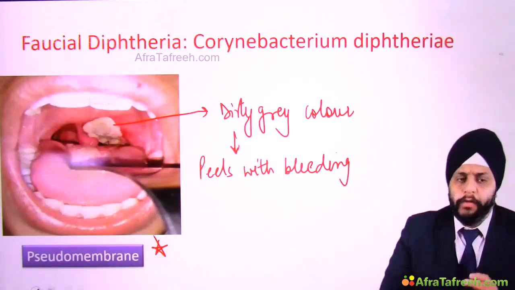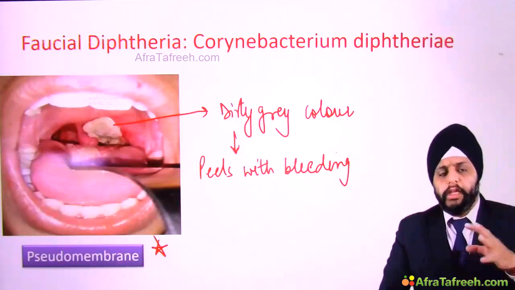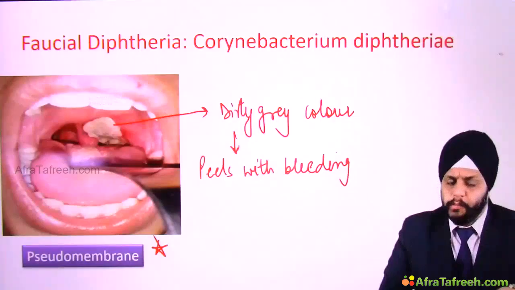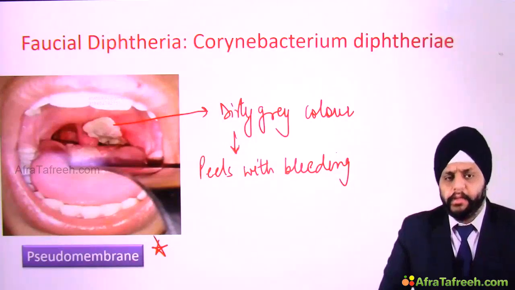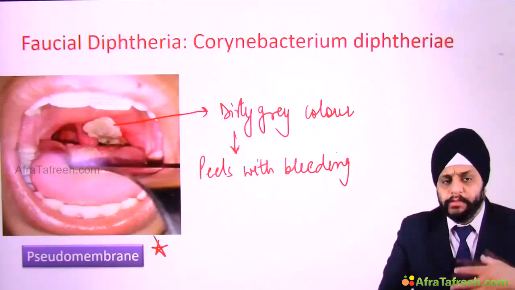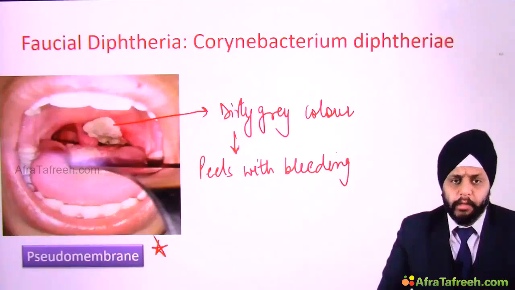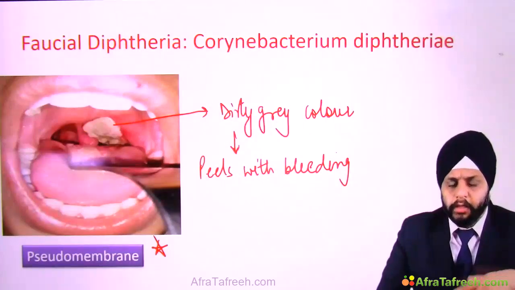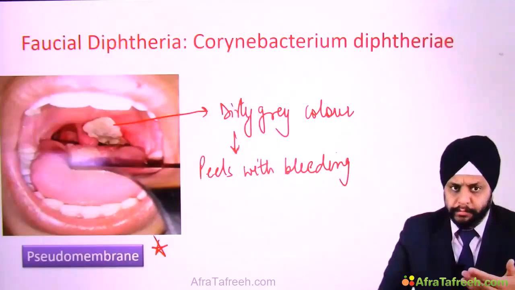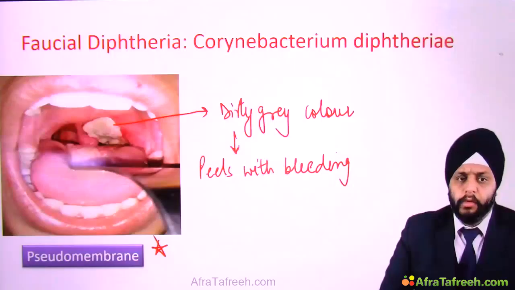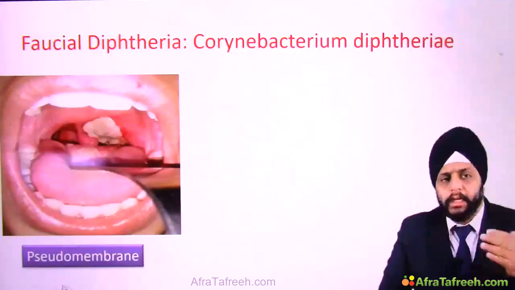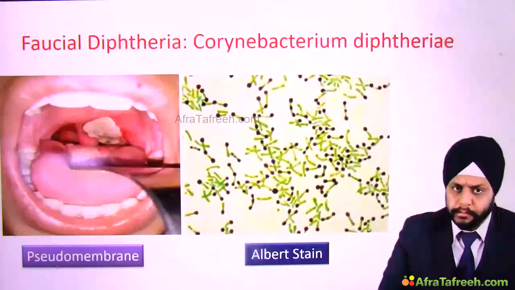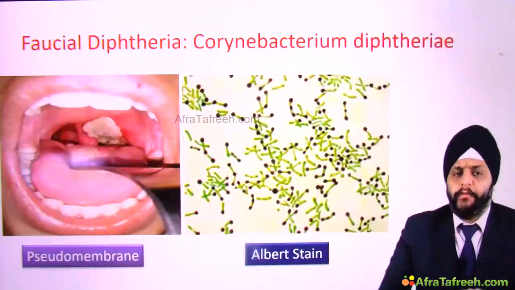Now, how will you confirm your diagnosis of diphtheria? The patient is already toxic. You have to start the diphtheria antitoxin as soon as possible to save the child. Otherwise, the child may have heart problems such as myocarditis and congestive heart failure. So you have to immediately start the diphtheria antitoxin, which is started even on suspicion. But what you can do immediately is take a throat swab and send that swab for staining. You will do Albert stain, and you have read this in microbiology.